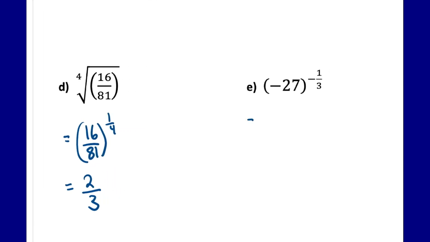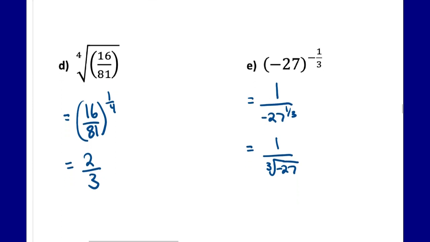And lastly, negative 27 to the power of negative 1/3. So again, I want to convert it to a positive exponent. So it's 1 over negative 27 to the power of 1/3. If I want to convert this into a root form, it'd be 1 over the cubed root of negative 27. The negative is included in the base this time because of the brackets. And the cubed root of negative 27 is negative 3. So this becomes 1 over negative 3, or negative 1/3.